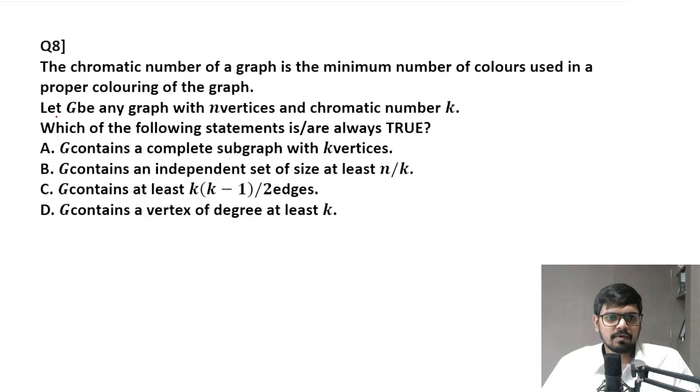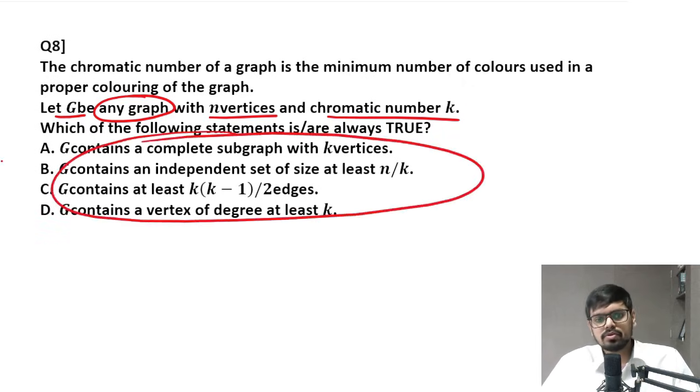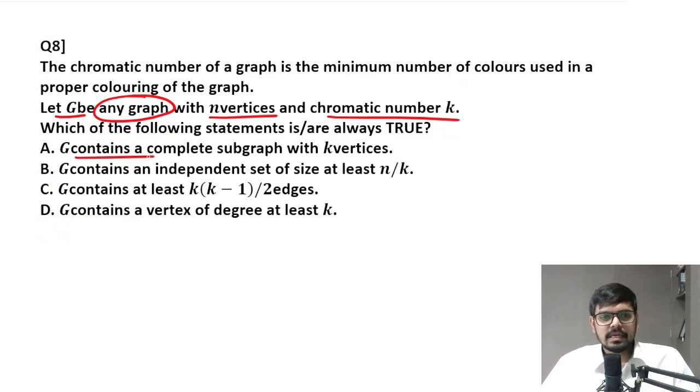First of all, we have a graph G. This graph is any graph with n vertices and chromatic number K. Generally we use chi as the chromatic number symbol, but here they are using K, no problem. So which of the following statements is true? Statement A says G contains a complete subgraph with K vertices. K is what? Chromatic number. So you are trying to say the chromatic number is equal to the size of a complete subgraph.